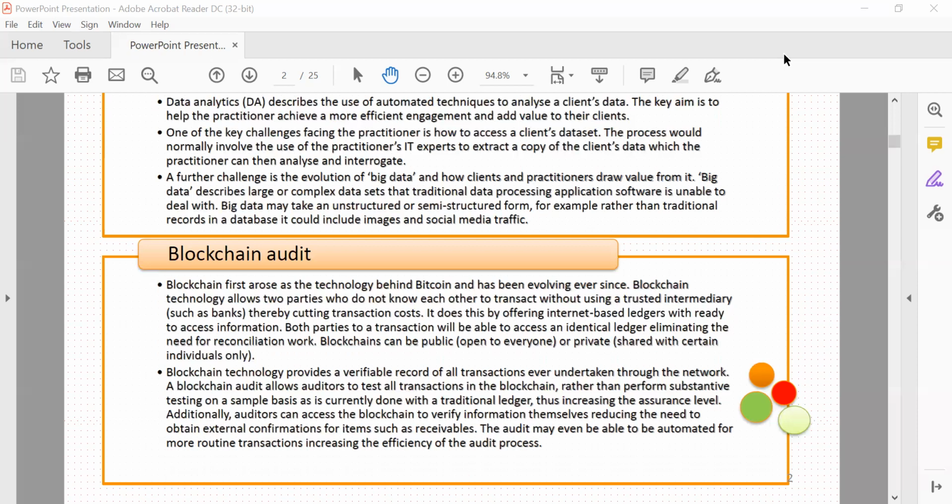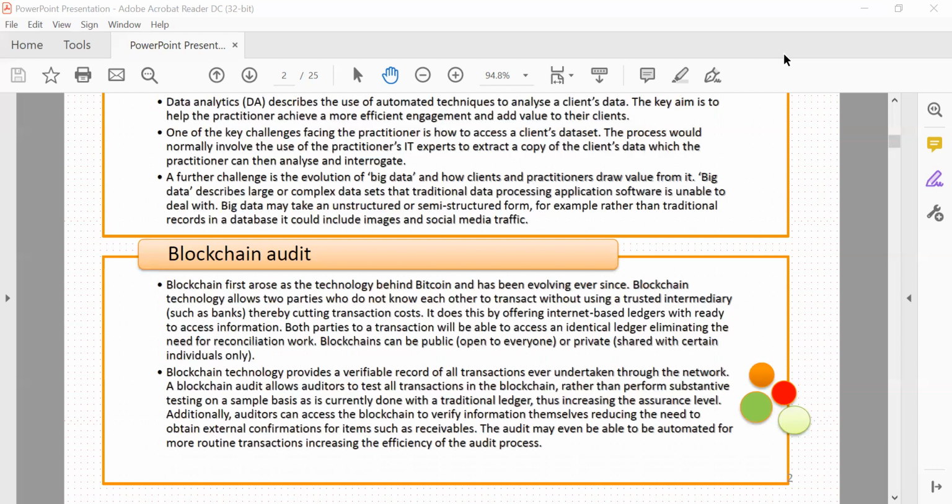So now they need an external confirmation, which allows them to go to the client's bank to say, hey, our client is saying they have $50,000 in their account. Is this true or not true? And they confirm that. That's what we call an external confirmation. So that is the traditional auditing procedure.